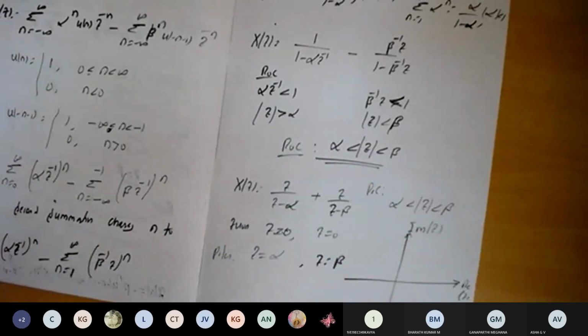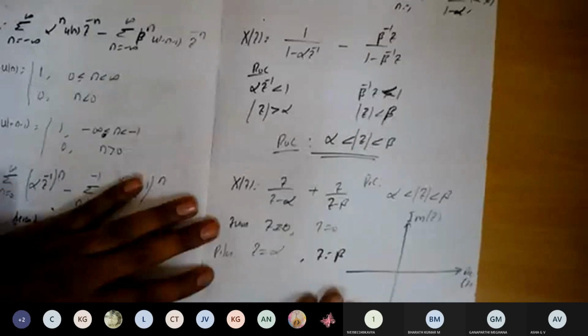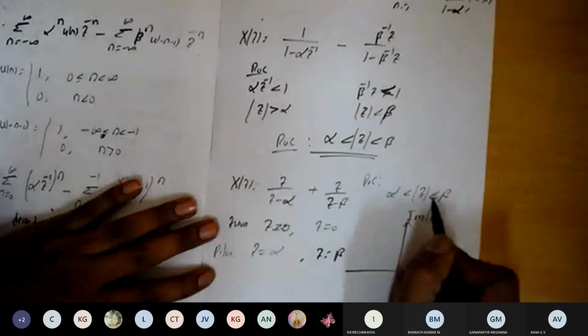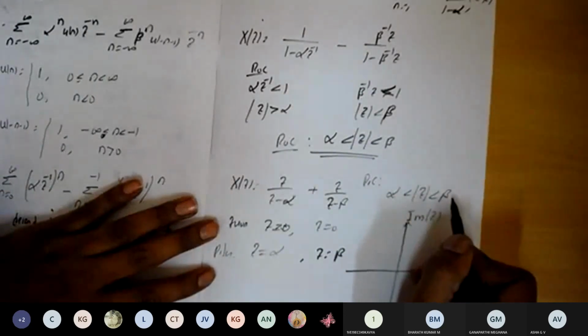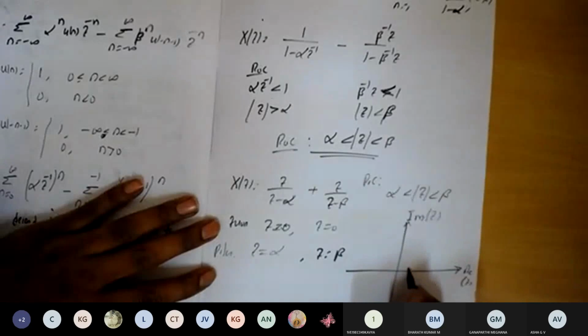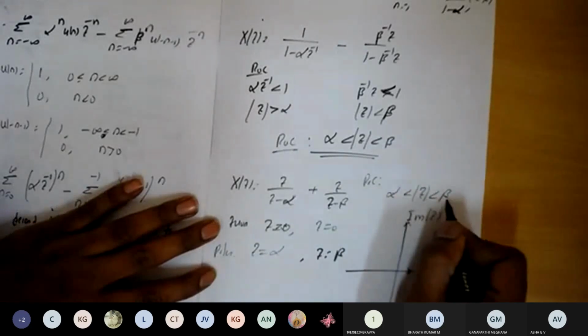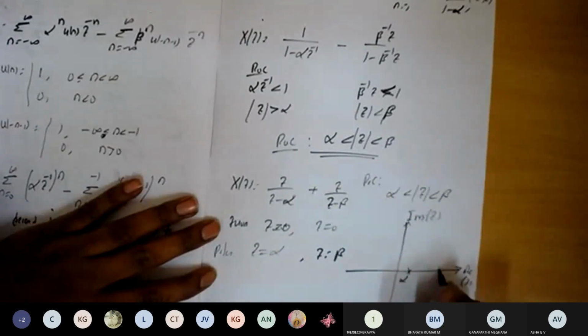Real part of Z and the imaginary part of Z. So here, the region of convergence is between alpha and beta. Let us mark it: alpha should have a lesser value and beta should have a greater value. The ROC is going to lie between alpha and beta.